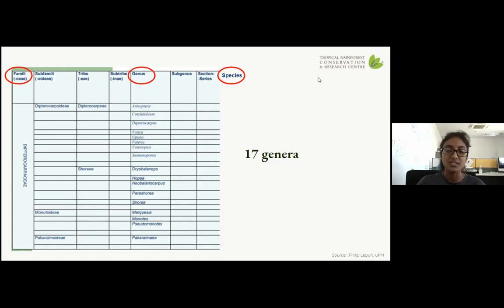So for this presentation, what you have to understand is the family, Dipterocarpaceae, and then you have subfamily, tribe, and subtribe to narrow down the classification, but you don't have to remember this, just remember genus. This is the second classification after family. And then you have subgenus and section, which are not important for today's presentation, but you have to know species. So you have the family, genus, and species. Around the world for Dipterocarpaceae, there are 17 genera, but in Malaysia, there are 10 genera.